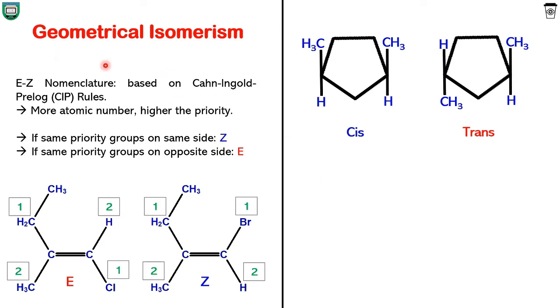So for geometrical isomerism, there is a nomenclature, EZ nomenclature, based on Cahn-Ingold-Prelog rules. More atomic number atom gets high priority and less atomic number atom gets less priority. If same periodic groups are present on the same side, we assign Z, and if same periodic groups are present on the opposite side, we assign E. So Z is similar to cis, E is similar to trans, but there is no relation. Just for remembering purposes, I am saying.